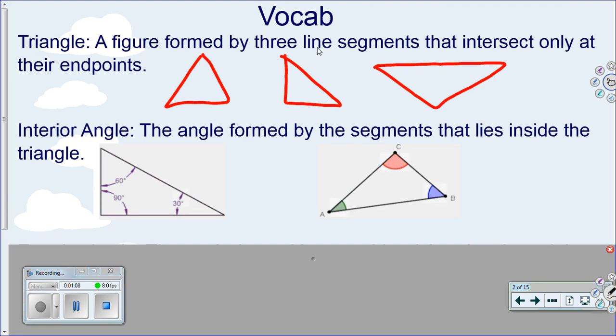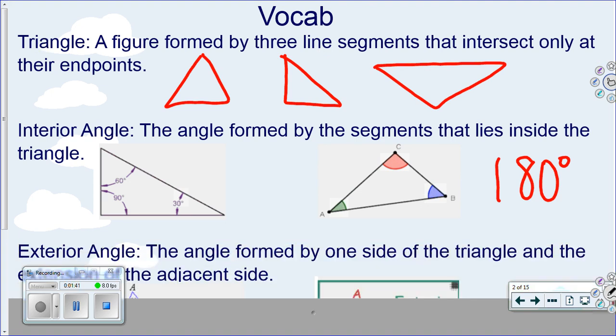Next, interior angle. What does interior mean? Inside. So an interior angle are all the angles that are inside the triangle. All 3 of the angles have to add up to 180 degrees. So the inside has to add up to 180. So 90 plus 60 plus 30, that works. That triangle adds up to 180. We also have exterior angles.